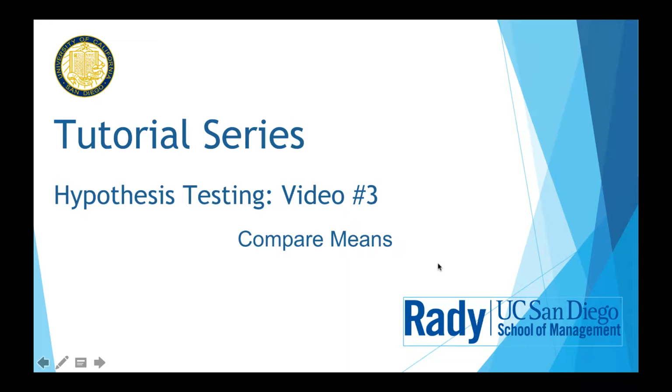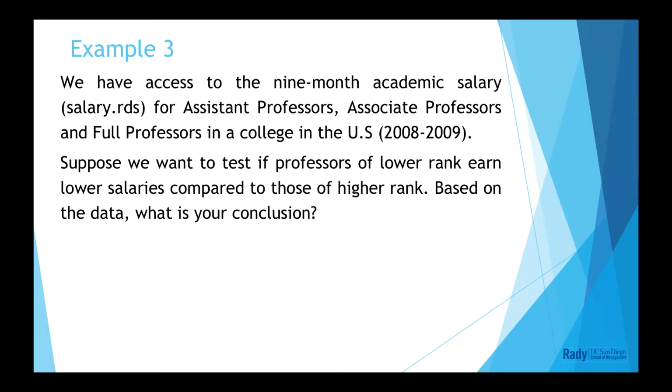In this video, I'm going to show you how to do a compare means hypothesis test. We have access to the 9 months academic salary of assistant professors, associate professors, and full professors in a college in the US. We are going to test if professors of lower rank earn lower salaries compared to those of higher rank.